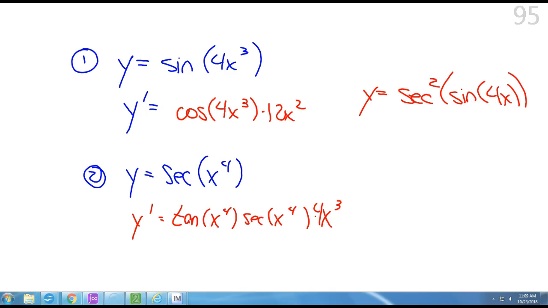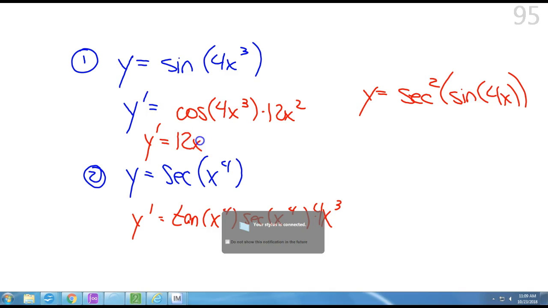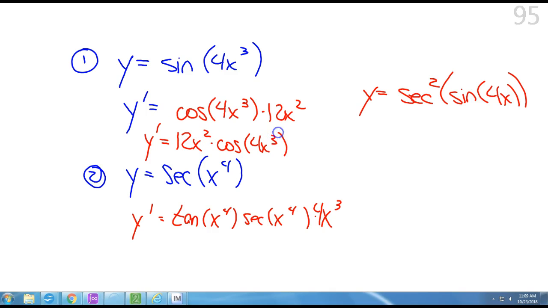When it's multiplication, I don't care what the order is. If this problem were on the worksheet, they would probably put the 12x squared in front. But those are the exact same answer, right? So it doesn't matter which way you leave it. You should be able to identify they're the same. I don't care which way you write it. Good?